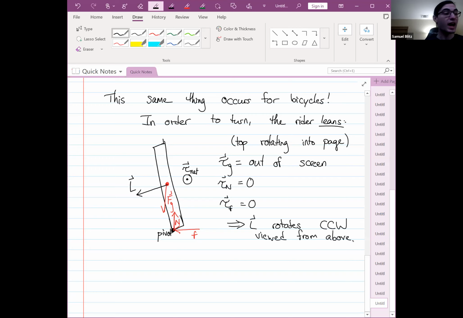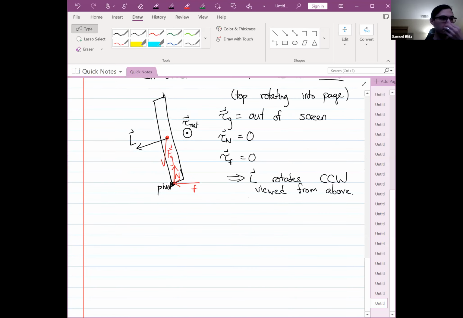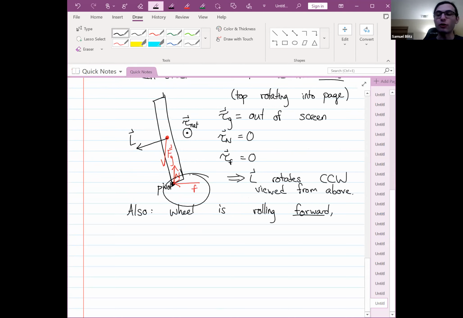But there are other things that are happening here, right? We also know the wheel is rolling forward, right? Like the person is riding a bicycle, they're moving forward. And also, look at the forces at play here. There's only one force in the horizontal direction. That's the frictional force. So that means that the object is also accelerating to the left. So the wheel is accelerating to the left.